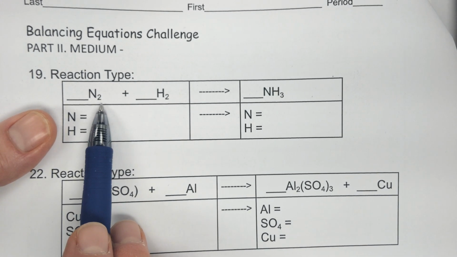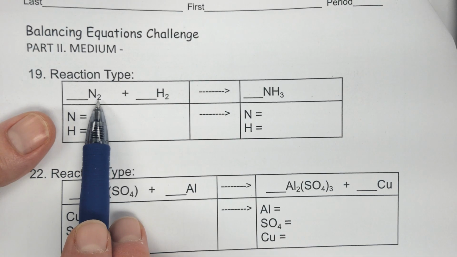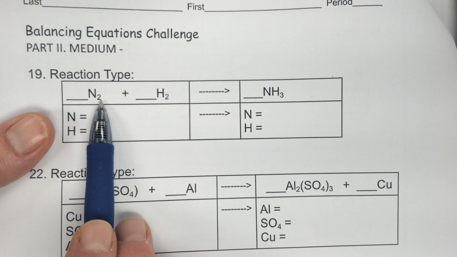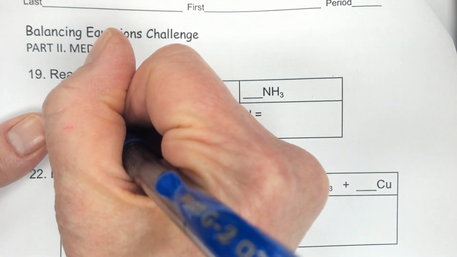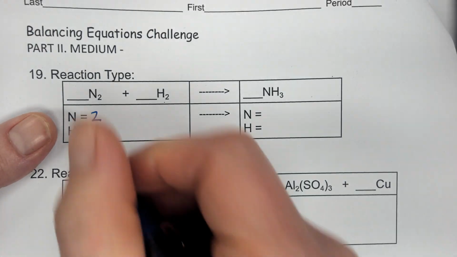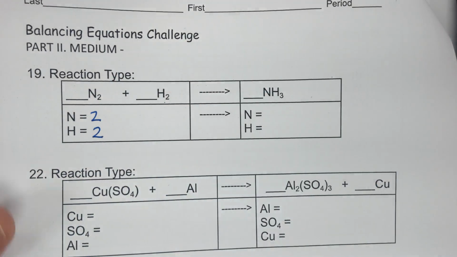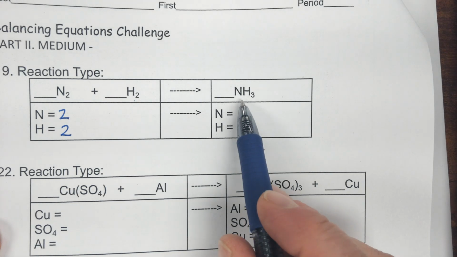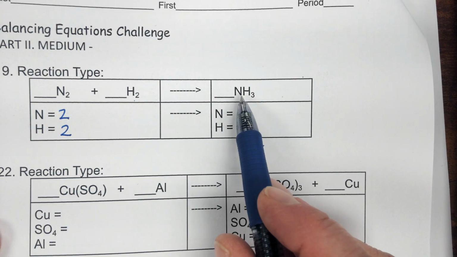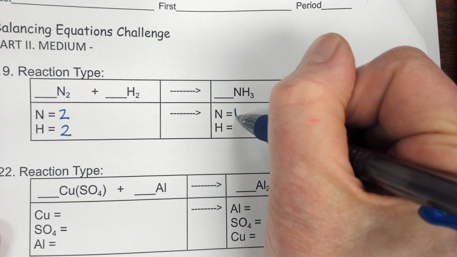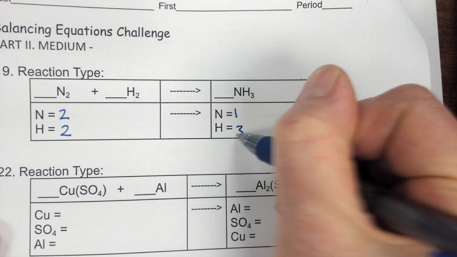First thing we do, as always, is count by setting our atoms or ions equal to subscripts. So this has a subscript of 2, N is 2. H has a subscript of 2. Then I go to the other side, and my formula NH3 has 1 N and 3 H's.